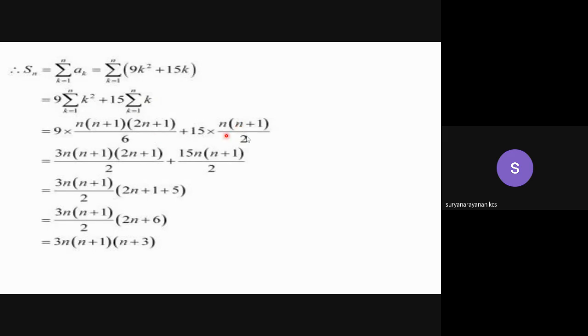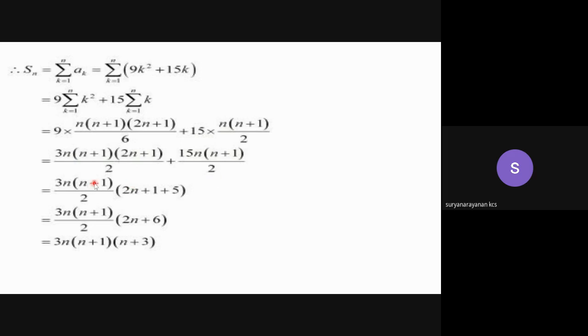We substituted the values. After substituting the values, we have to simplify this expression. Finally, we have to make it as a single number. See this last step. So here 3 times, 3 2 times. After cancellation, we get in the numerator 3n into n plus 1 into 2n plus 1 by 2 plus here in the numerator 15n into n plus 1 by 2.